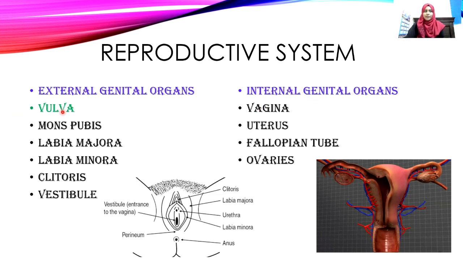Now we will be going through the external genital organs. The external genital organs are collectively called the vulva or pudendum, and it consists of the mons pubis, labia majora, labia minora, clitoris, and the vestibule. Then the internal genital organs consist of the vagina, the uterus, the fallopian tube, and the ovaries. We will have a quick review of all those structures in the next slide.